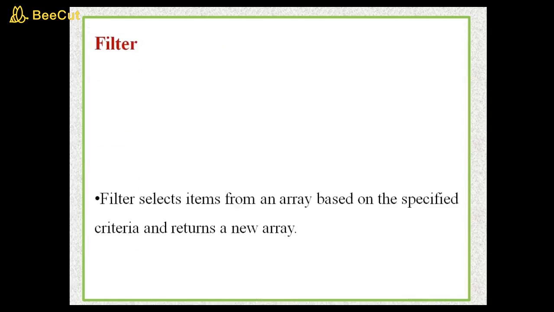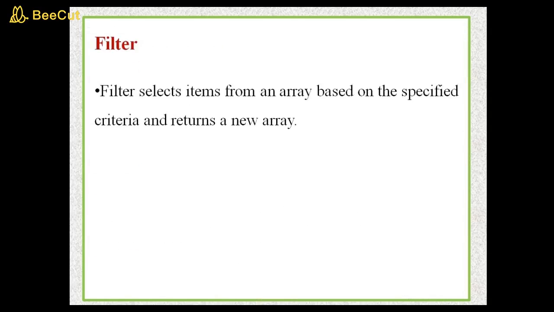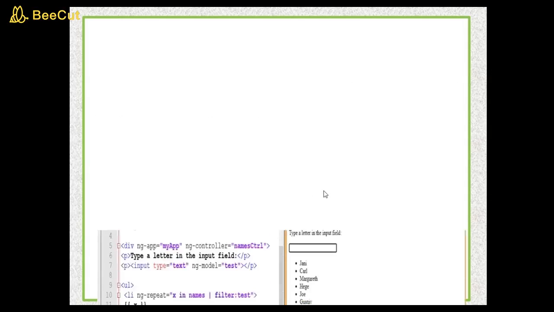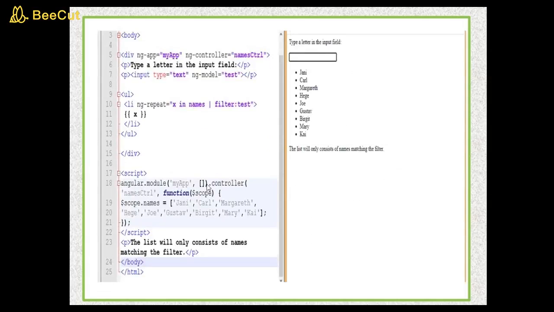Next, the filter. A filter selects items from an array based on the specified criteria and returns a new array. See the syntax: expression pipe filter colon filter criteria. You can see this example.